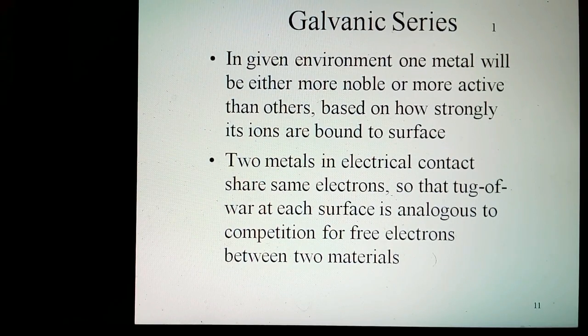Galvanic series. In a given environment, one metal will be either more noble or more active than others, based on how strongly its ions are bound to the surface. Two metals in electrical contact share the same electrons, so that the tug of war at each surface is analogous to competition for free electrons between the two materials.